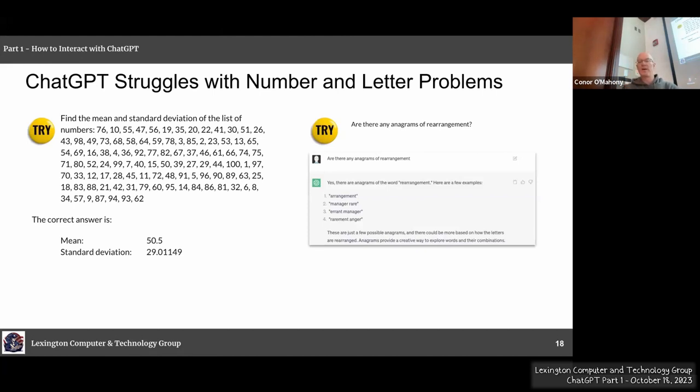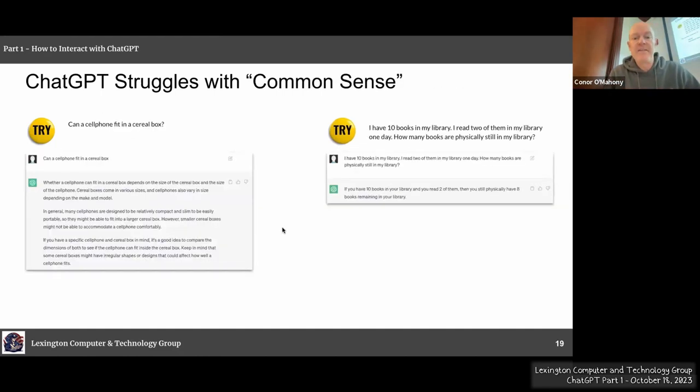Also, anagrams, rearrangement, it struggles with. Again, that'll become clear. I ran this last night, and it's actually gotten worse with anagrams. But one thing too with a lot of these is people have been expending a lot of energy to find out what doesn't work.